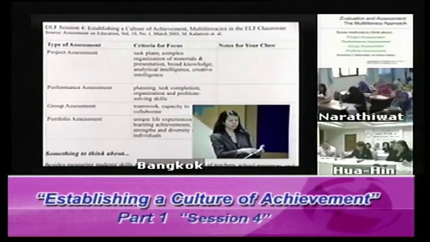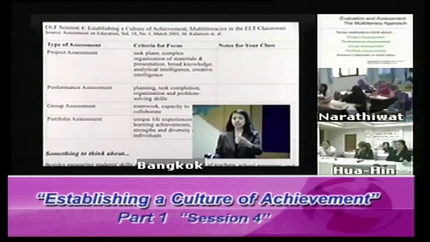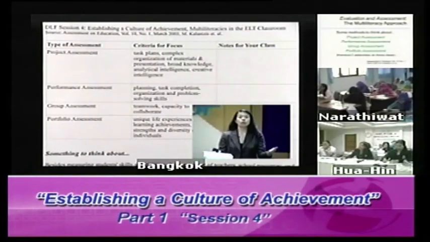For the complex organization of materials and presentation, that is basically how do they organize? Is it clear? Because sometimes your project can be very complicated. So how are they organizing it? Maybe each person in the project or the team has a role. One person is good as an assistant. One person is good at collecting notes. One person is good at summarizing, so it depends on your project. And how do they put it together? So organization.